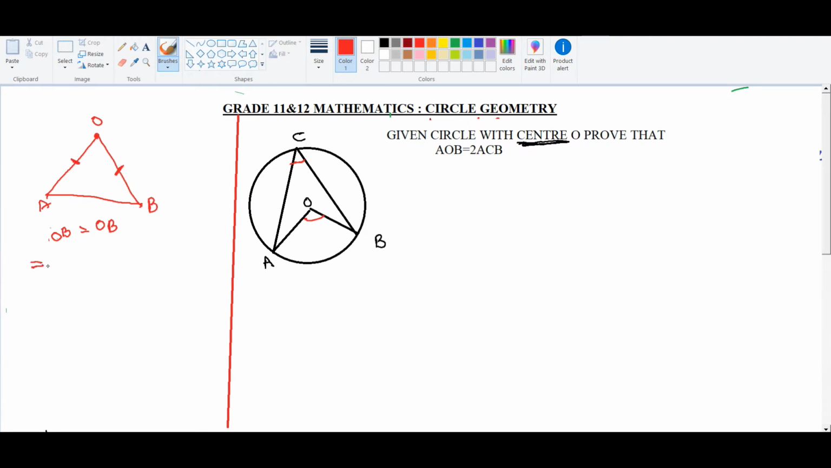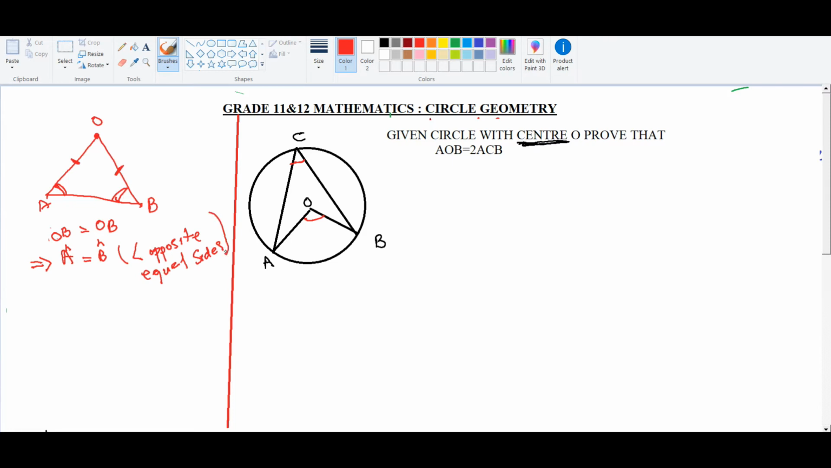This implies, you see the sign means implies, that the base angles are equal. Which angles are base angles? The angles that are opposite to your point where your lines are coming from. So this angle we are saying is equal to that one. They are equal. Then that implies angle A is equal to angle B. The reason for this one is angles opposite equal sides.